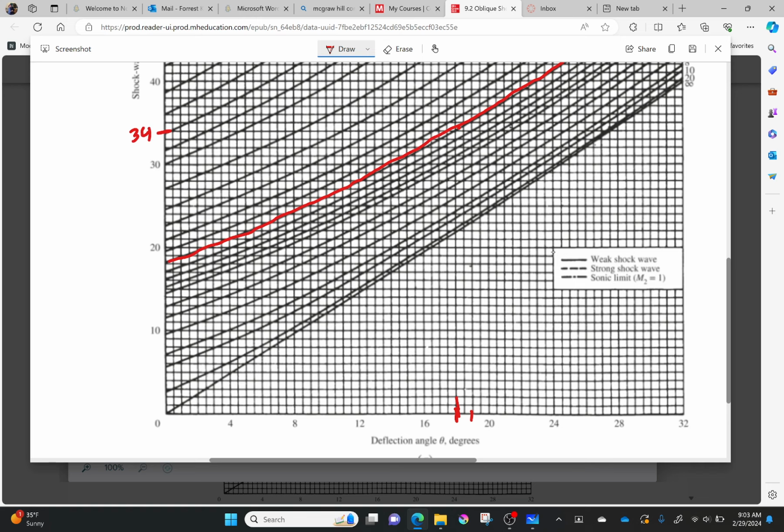Yep, 34 degrees. Now your book actually says it's 34.2 degrees because they have magical powers, and also because they're not using a diagram, they are probably plugging into the equation. Now that I've shown this to you, I'll see you on the problem in just a second.